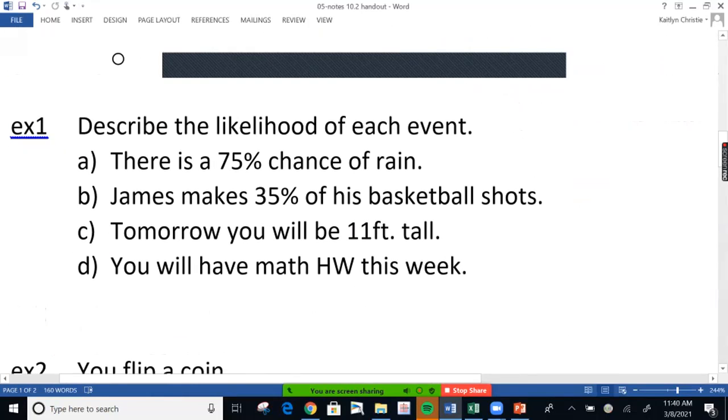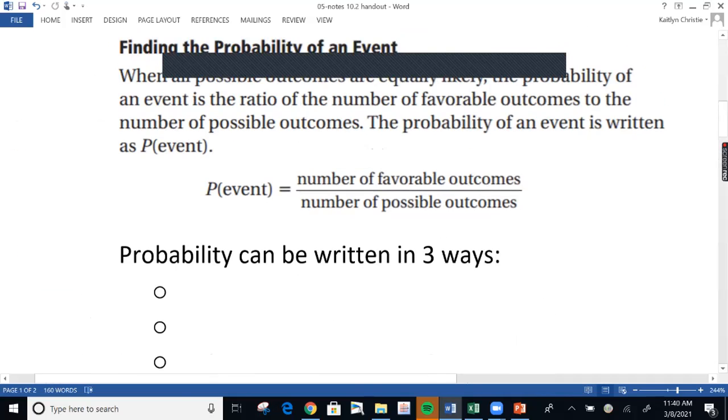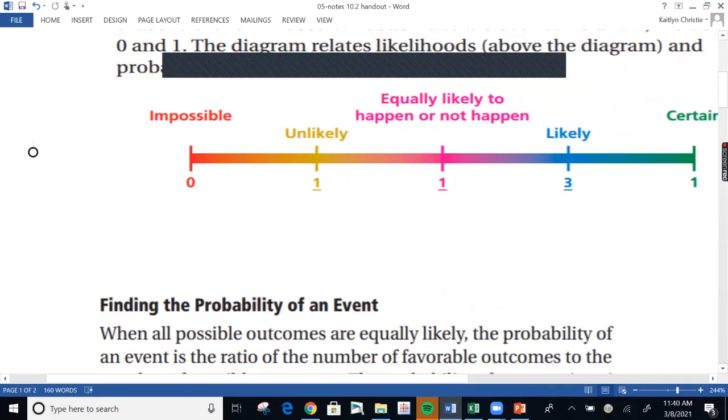C says tomorrow you will be 11 feet tall. What's the probability that you're going to grow up to be 11 feet tall by tomorrow? Hopefully you said that it is a 0% chance because nobody's 11 feet tall. So that's going to be impossible.